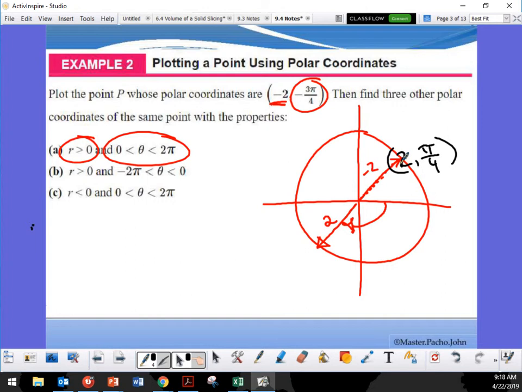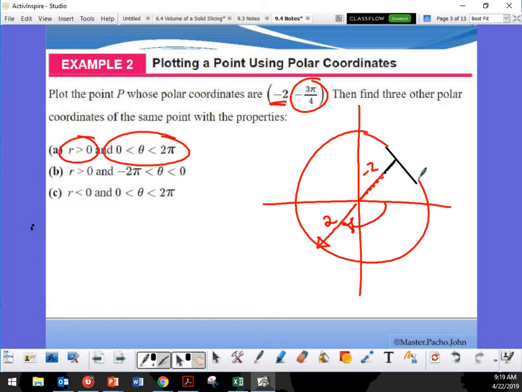What's the next one? So the radius has to be positive. Find three others. Okay, so now for B, if I were going to do the same thing, radius is going to be positive, right? So I'm going to erase what I have for this one. Okay, so next one, radius is going to be positive again, right? And it's going to be from negative 2 pi to 0.